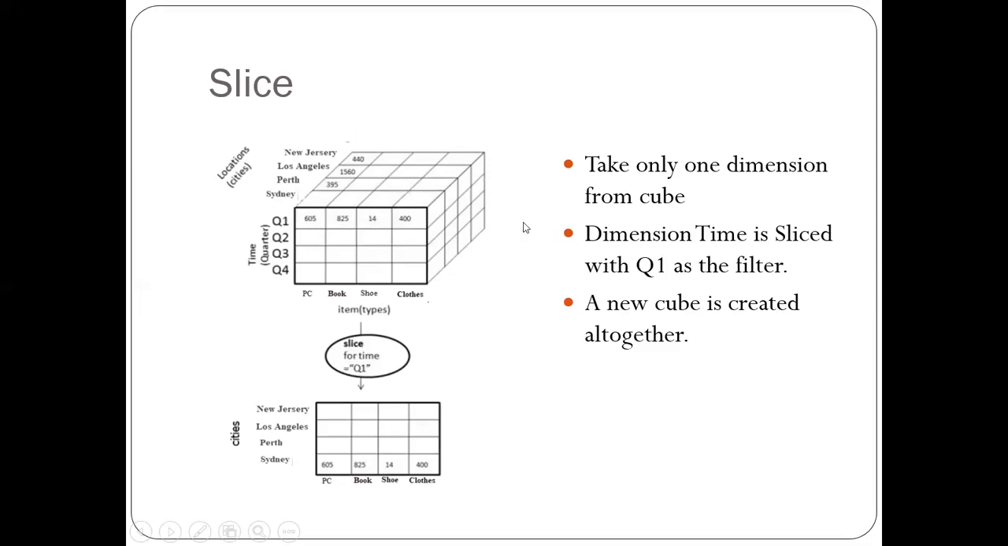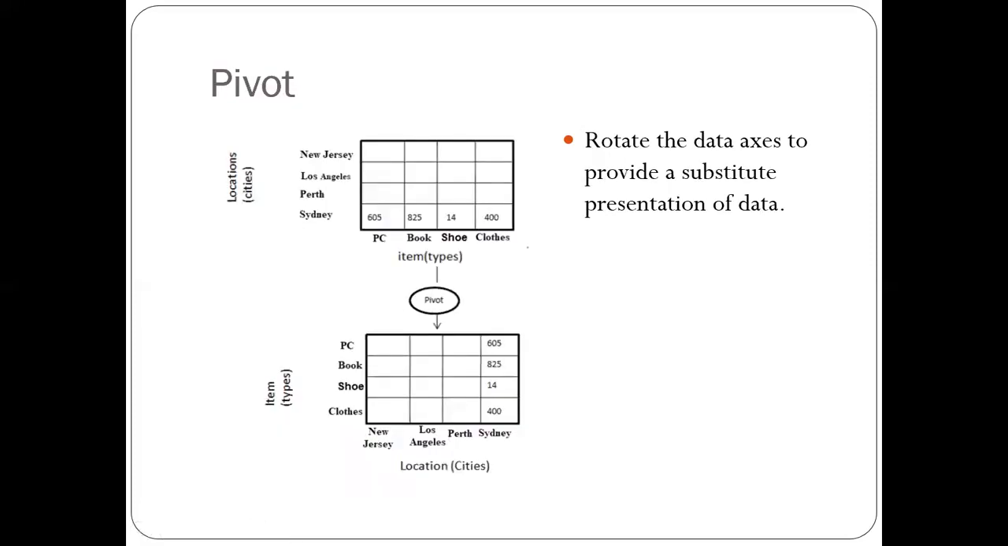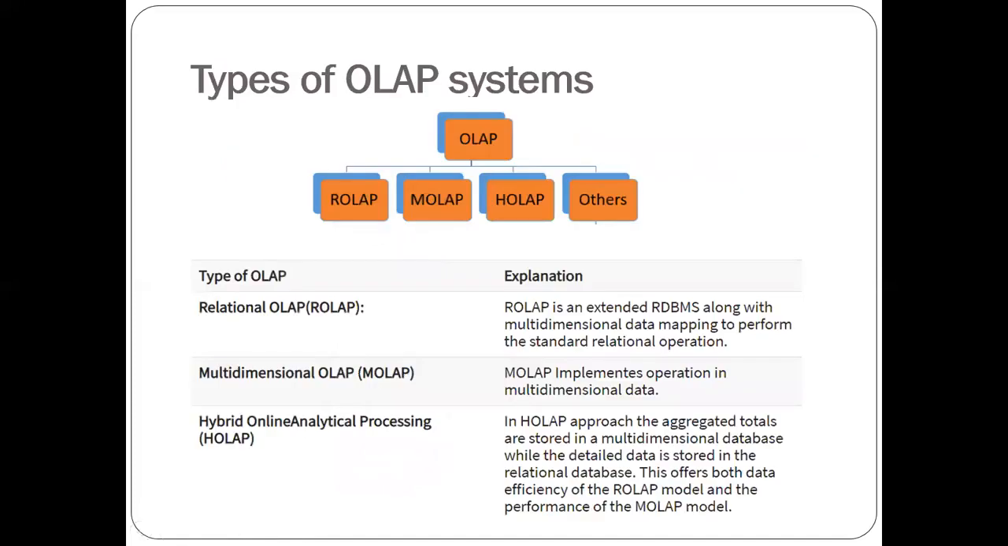Okay, slice and dice. Dice means, same like a dice we have, right? We are taking one particular dice here. Sydney and Perth for Q1, Q2. For these two categories, we are taking the large cube into a small cube. The pivot operations are for summing up some values. We are going for the pivot operations, like splitting the rows into columns and columns into rows for different analysis. So these are the different roll up and cube operations.